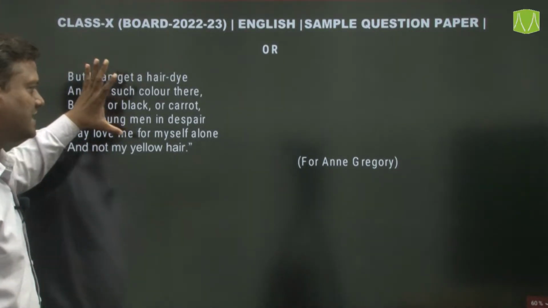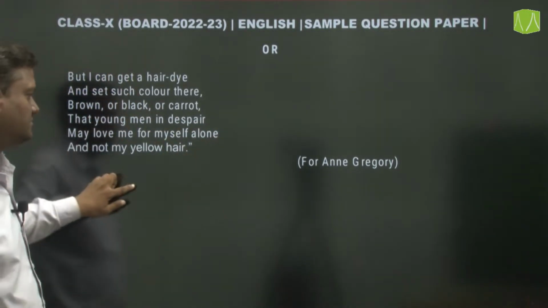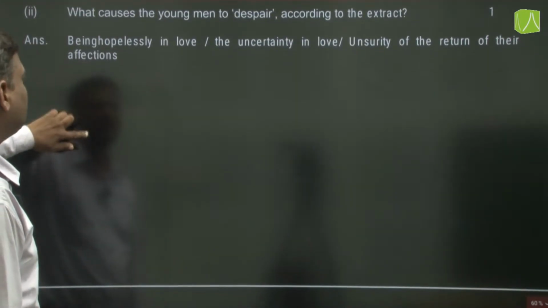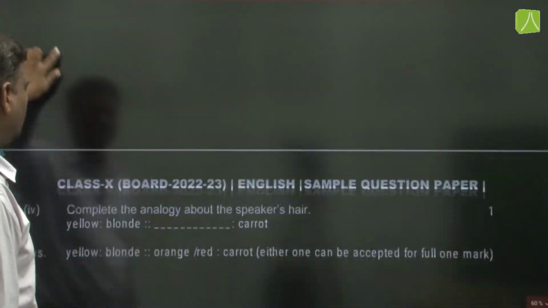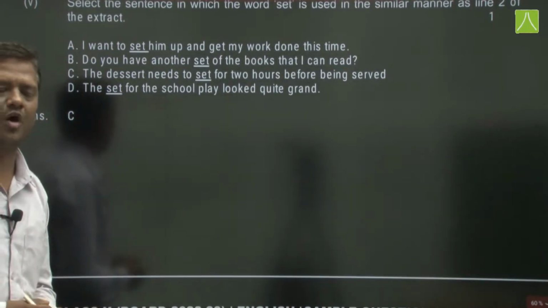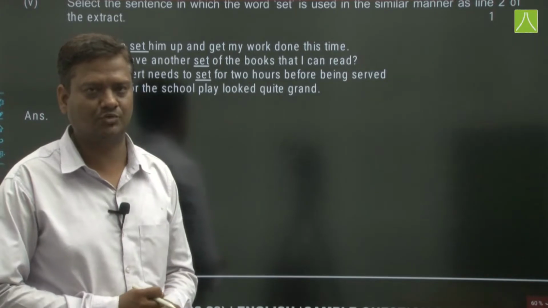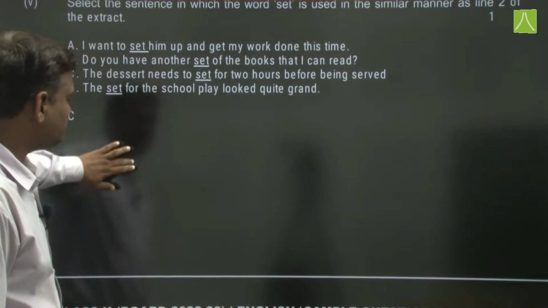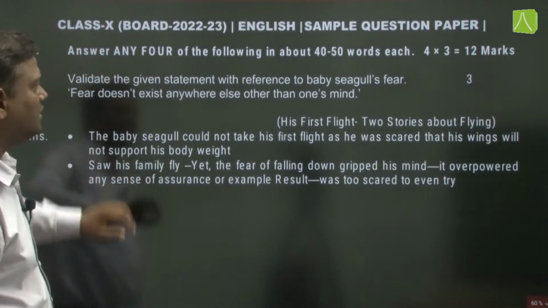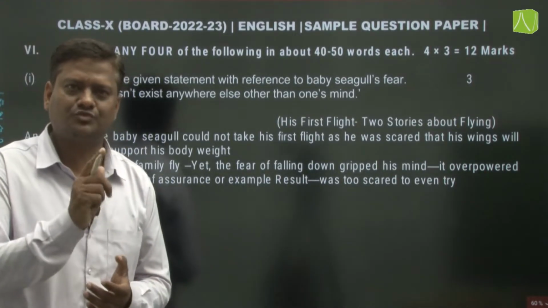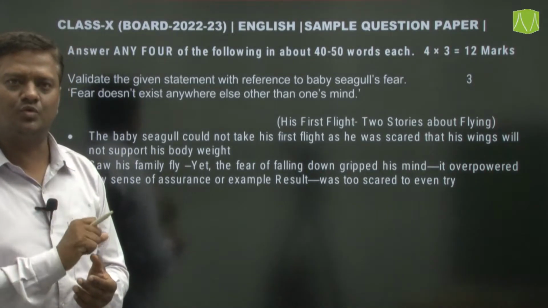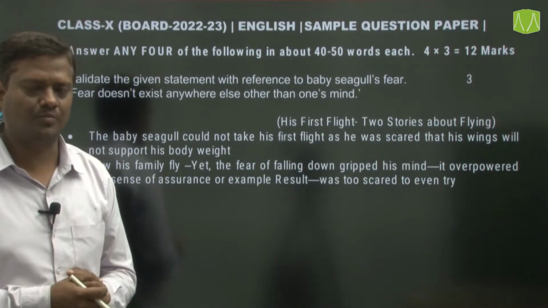This extract is taken from our poem Anne Gregory. Again 5 questions. You can solve any one. And I am telling you, the questions can be a mixture of objective questions or subjective questions. So in literature, the first question will be extract based, and question number 2 will be extract based from poems.